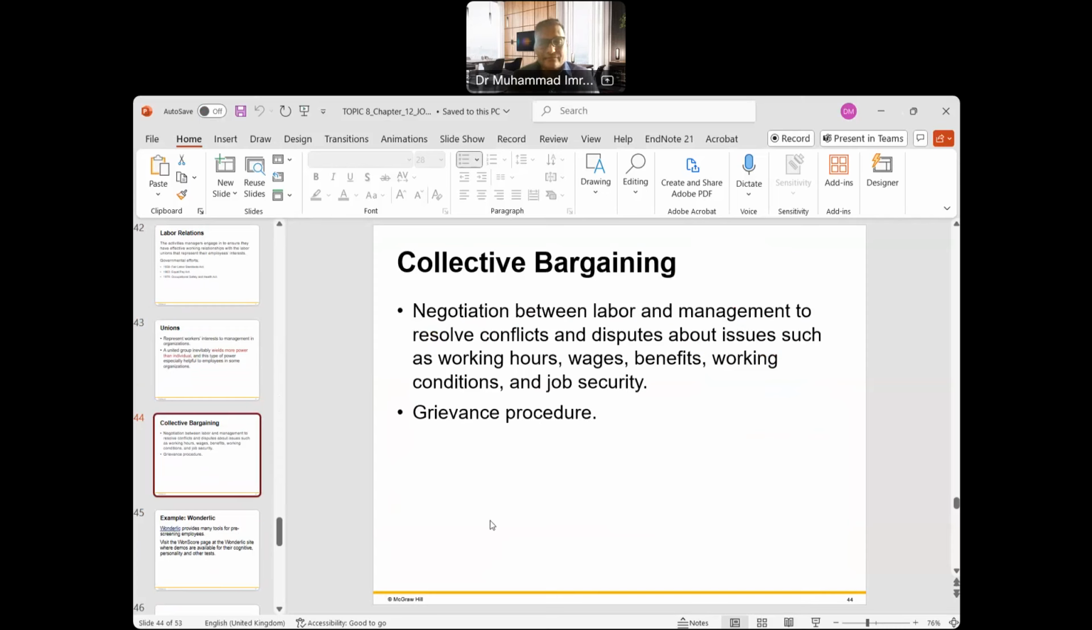Collective bargaining. Unions help workers with negotiation between labor and management to resolve conflicts and disputes about issues such as working hours, wages, benefits, working conditions, job security, or grievances. Maybe there is any misconduct from the workers, so they can negotiate with the higher management.